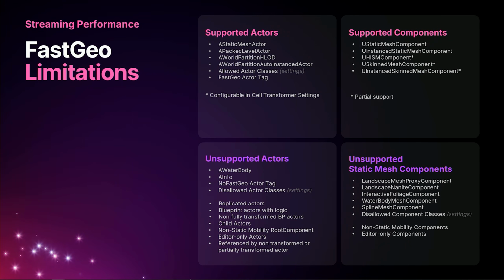Fast Geo currently has some limitations. You can see a full list here, though I won't cover all of them now. However, a few worth mentioning: replicated actors are not supported, as Fast Geo doesn't handle replication right now. Blueprint actors with logic are excluded from transformation to avoid potential gameplay issues. Actors referenced by non-transformed or partially transformed actors are also excluded from transformation, as this would break actor references. And actor components' mobility needs to be static.